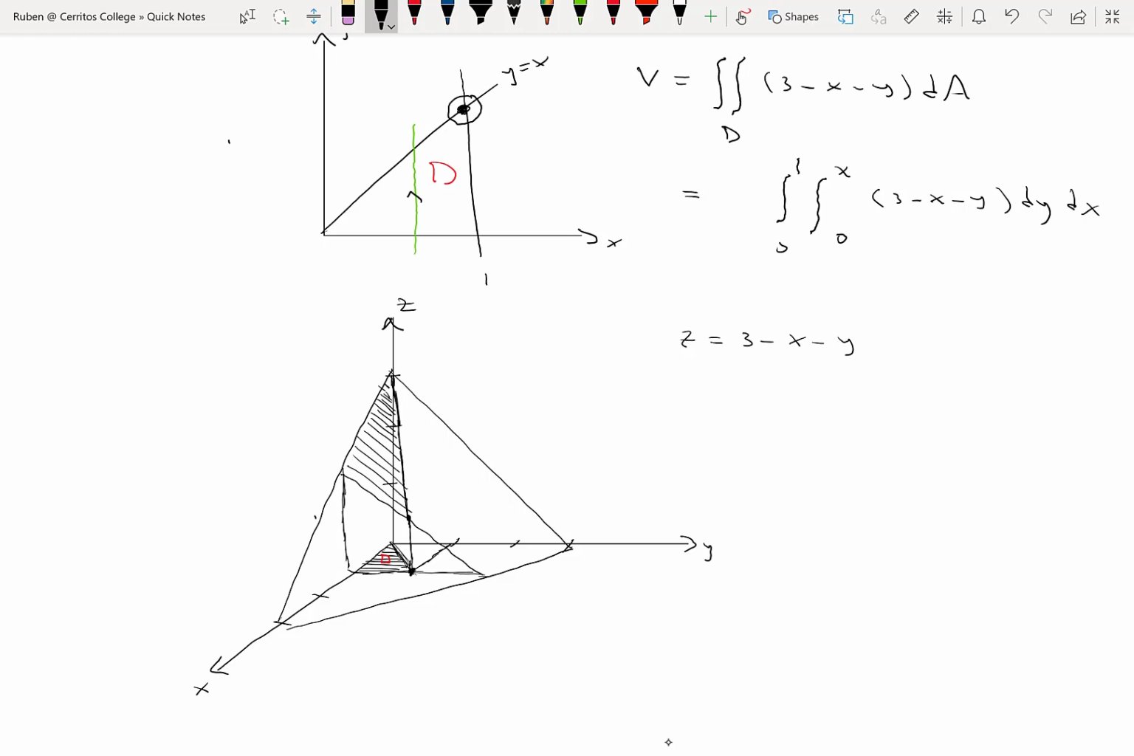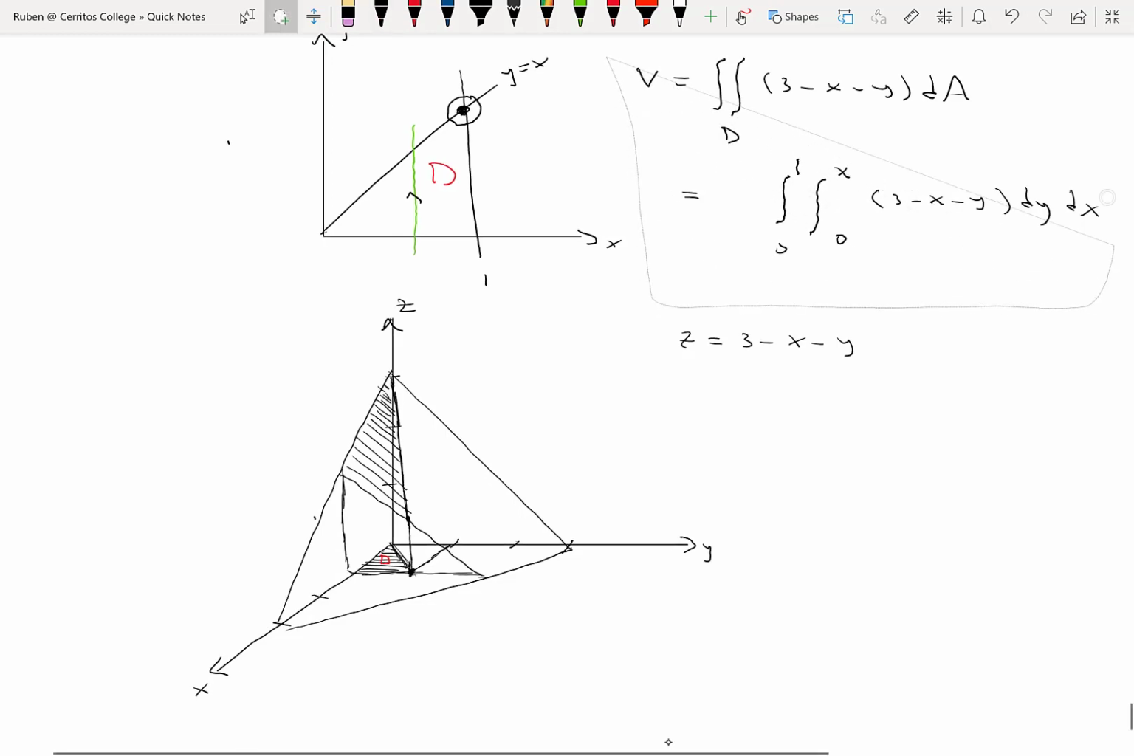All right. So what I'd like to do is to finish up this example. I want to evaluate that integral above, the integral which gives us the volume. So I'm going to do that.